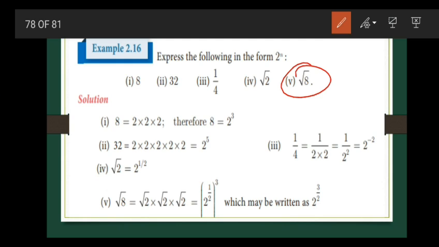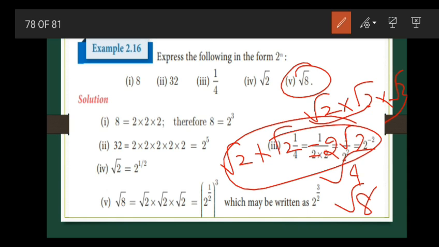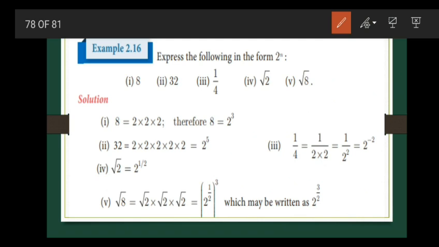Now see root 8. Root 8 is root 2 into root 2 into root 2. Root 2 into root 2 is root 4. Then root 4 into root 2 is root 8. Understood? But root 2 plus root 2 is 2 root 2, not root 4. When you are adding, you have to add like this. But when you are multiplying, root 2 into root 2 will be equal to 2.